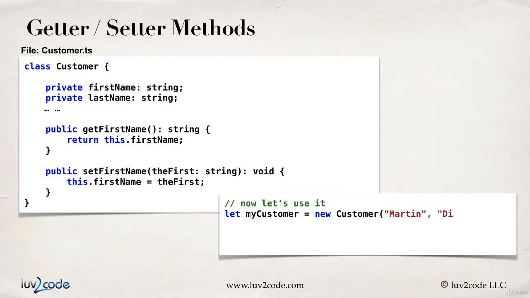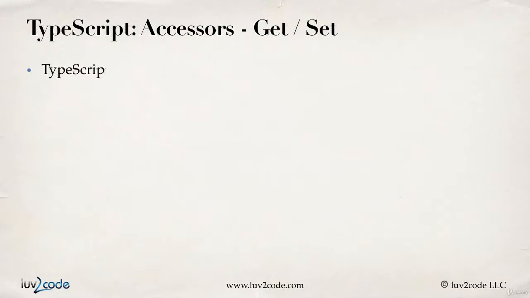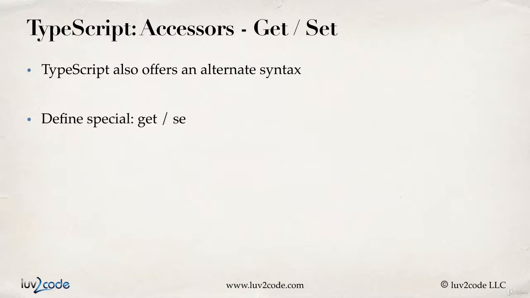Then I simply create an instance of my class, and I set the data. I say setFirstName Greg, and then I retrieve the first name by saying myCustomer.getFirstName. It's a very traditional approach to using getters and setters, just like any other programming language, and you can do a similar thing here in TypeScript. But TypeScript also offers an alternate syntax that you can use. This idea of accessors: you can define these special get-set methods, known as accessors, with a slightly different syntax.